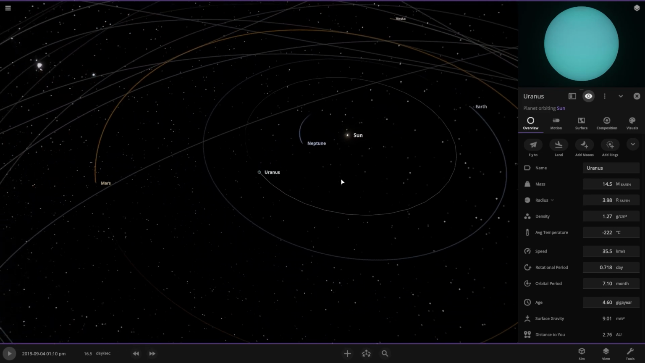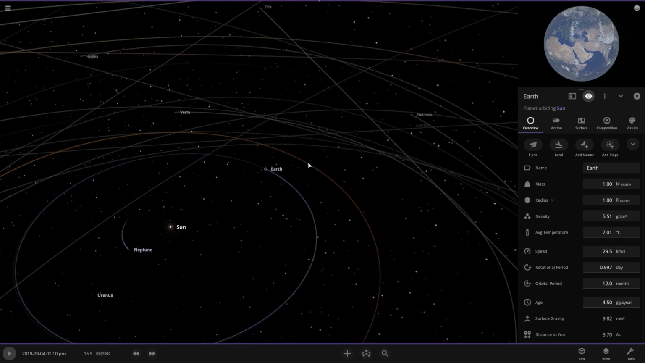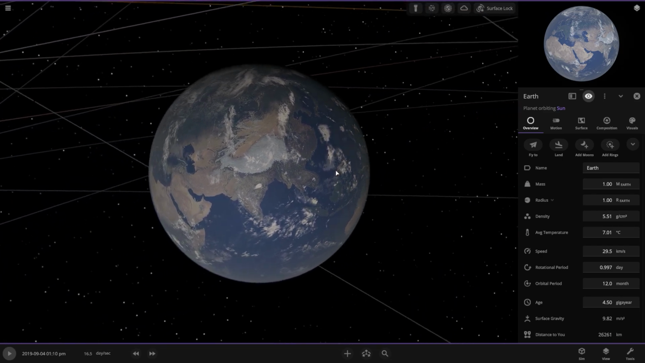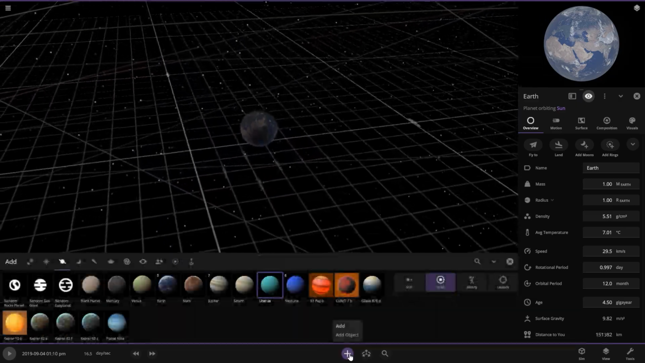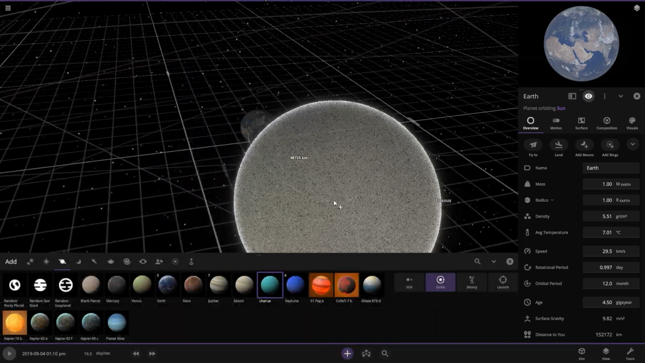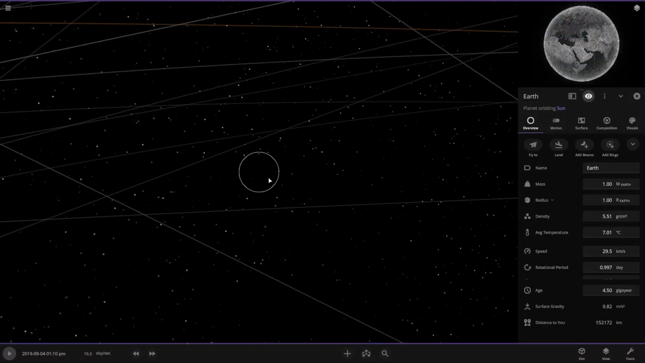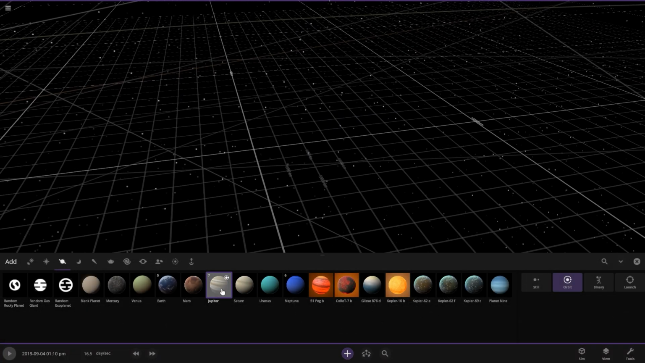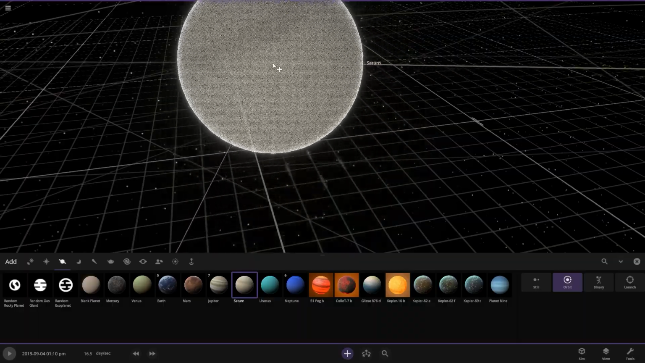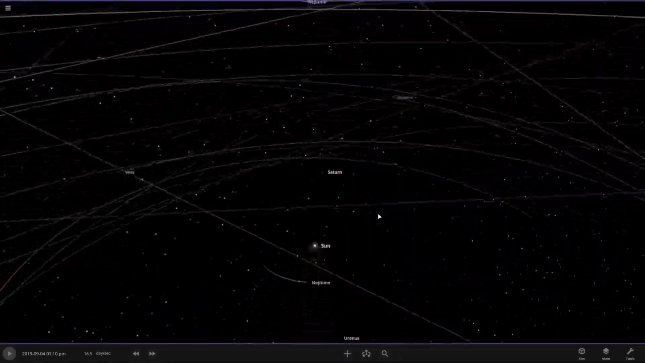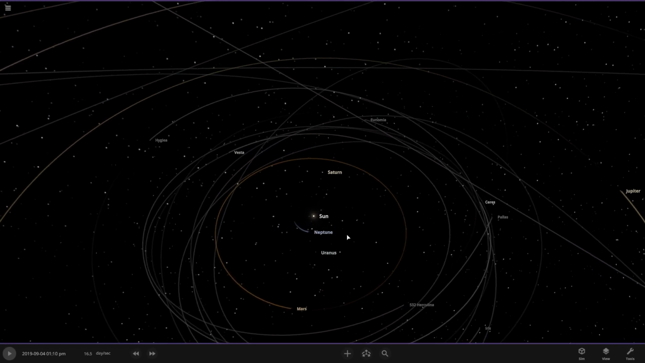And where is our Earth? Okay, come here, Earth. There is our lovely, fantastic, beautiful home, Earth, and we are going to replace the Earth with the Saturn. Okay, first of all, let's delete the Earth, and let's add the Saturn there. There goes the Saturn in the third place in our solar system.